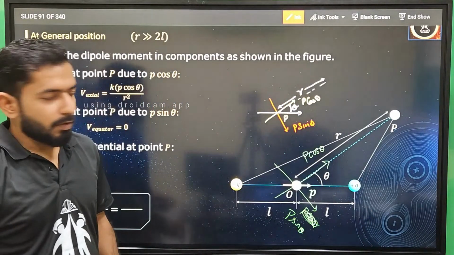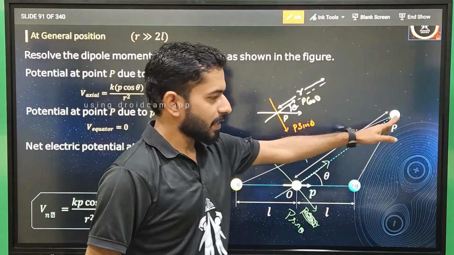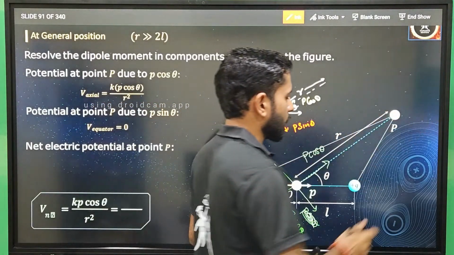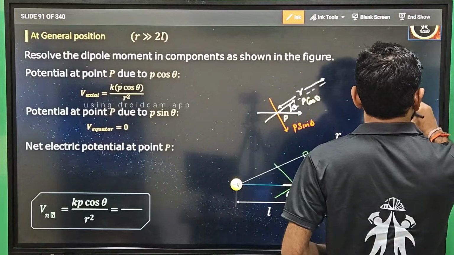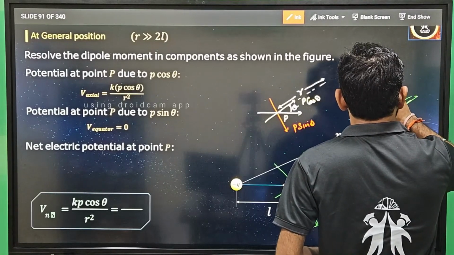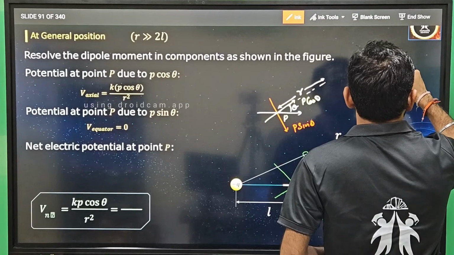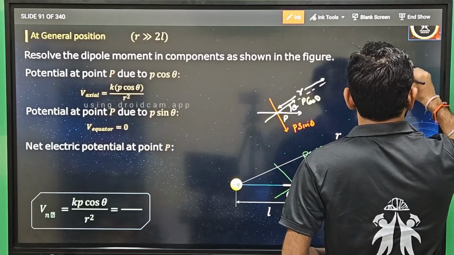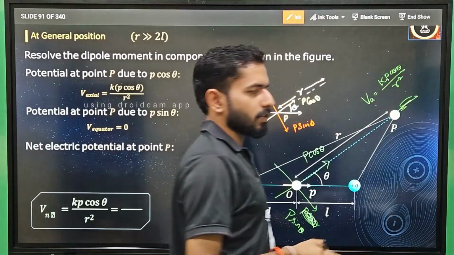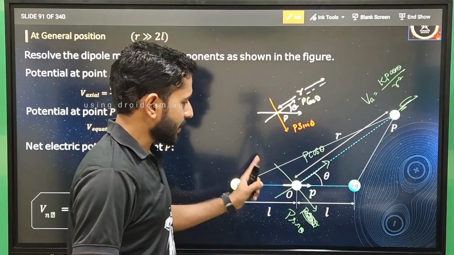Correct? Now tell me, for P cos theta, what kind of position is this? Axial position. For axial position, what is the formula? Sorry, I'm changing the direction. What is the formula for axial position? It is Kp divided by r square. That means here what do you write? Kp cos theta divided by r square, because in place of p, it is P cos theta.